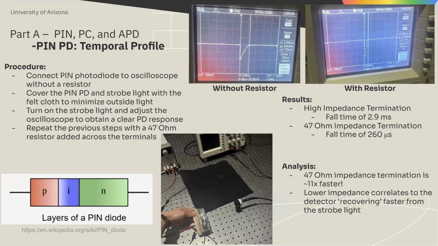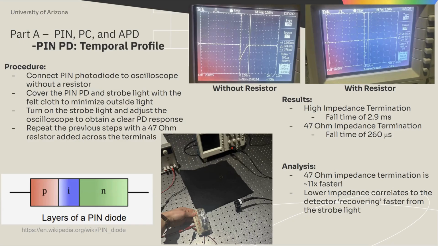And for the last part of part A, we used a PIN photodiode, which is a PN junction separated by an intrinsic region. And the goal was to see the temporal profile with and without a resistor added. And we used a strobe light along with the PIN PD.